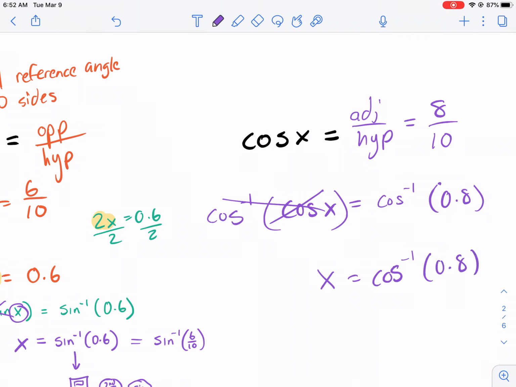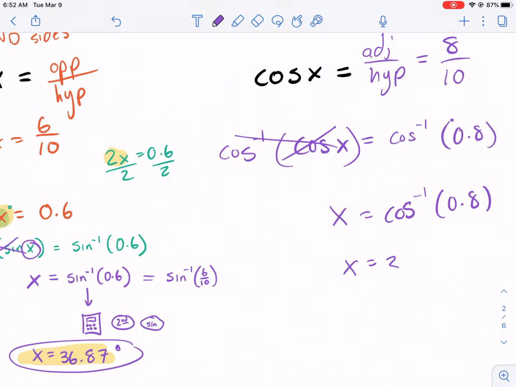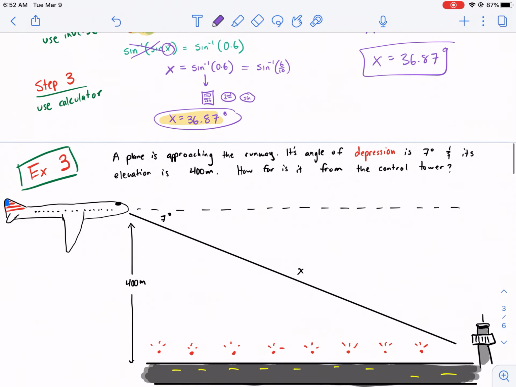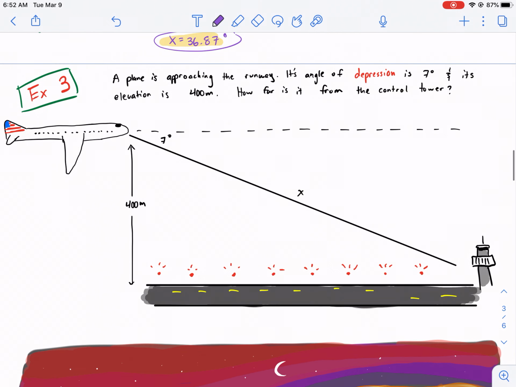So we go ahead to our calculator. Same process, inverse cosine, 0.8. I hit enter, and I get the exact same thing. So you can get the answer in 2 different ways. I wanted to show that real quickly. So that is the basics of inverse trigonometry. Let's go ahead to example 3, and we're going to finish up.